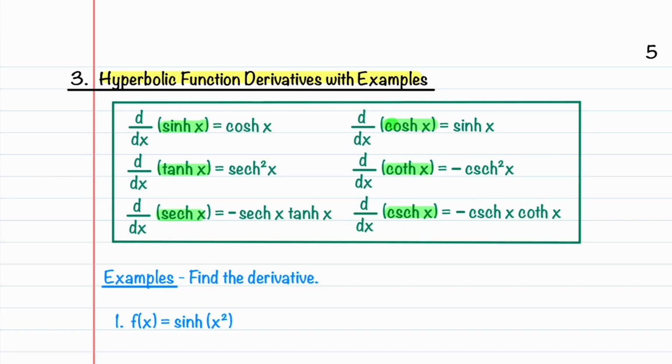Five of these are the same as our trig function derivatives, and the one that's different is this one right here. The derivative of cosh of x is sinh of x instead of minus sinh of x.